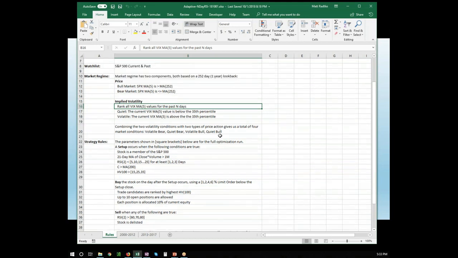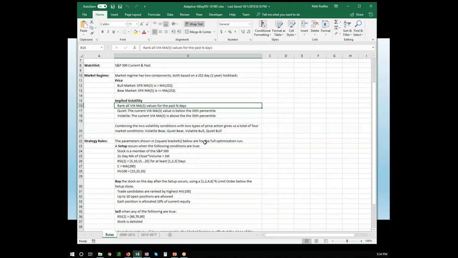And again, we're using the 5-day moving average of VIX to smooth things out a little bit. But in this case, we're looking at all of the VIX MA5 values for the past 252 days, or the past 1 year. And if the current value of the VIX MA5 is in the bottom 35th percentile or below the 35th percentile, we're going to call that a quiet volatility environment. And if it's above the 35th percentile, so if it's in the top 2/3 anywhere, we're going to call it a volatile environment. So we combine those 2 things with each other, and we have quiet bull, quiet bear, volatile bull and volatile bear.